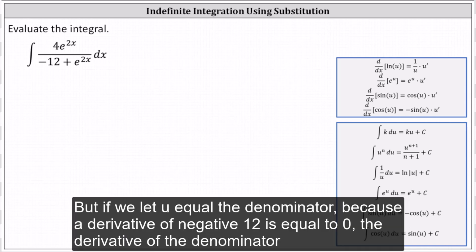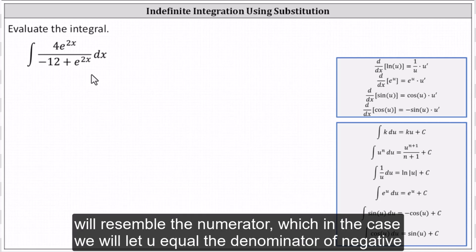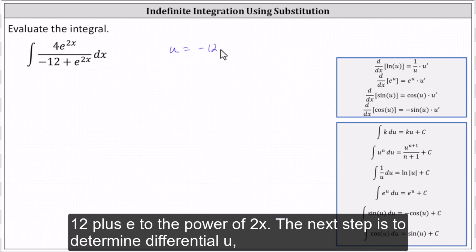But if we let u equal the denominator, because the derivative of negative 12 is equal to 0, the derivative of the denominator will resemble the numerator, which indicates we will let u equal the denominator of negative 12 plus e to the power of 2x.